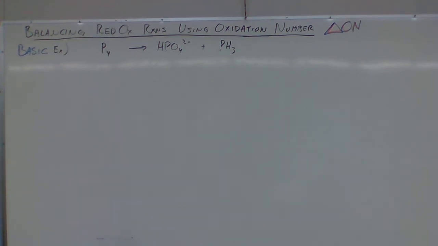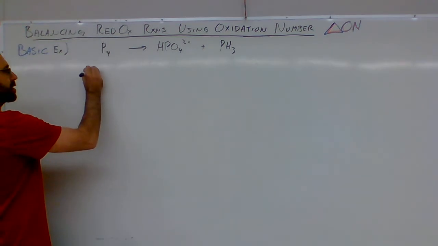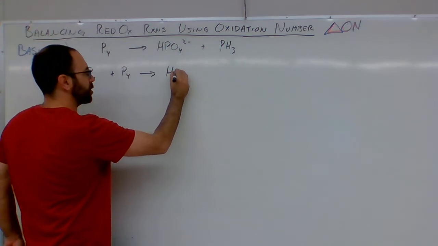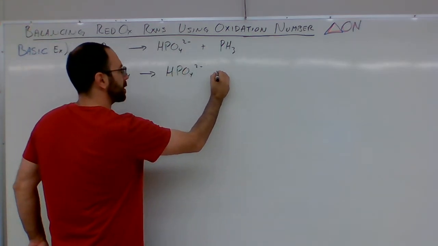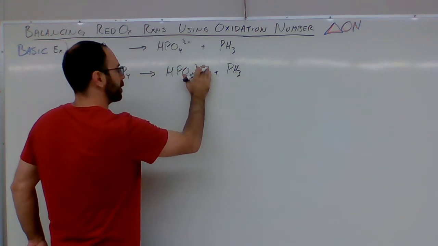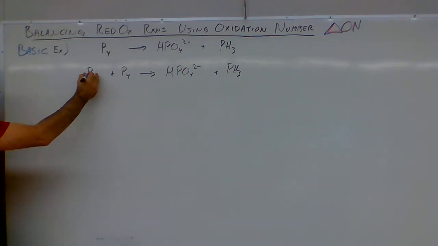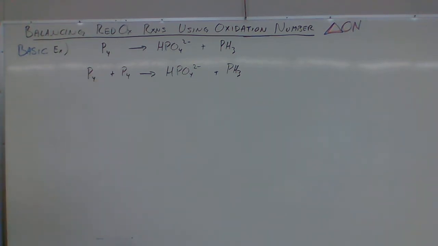All right, but as we're taking a look at this one, for this first step, when we have this disproportionation, we need to write this out so that we can see the oxidation and the reduction happening at the same time. So we're just going to adjust this and say we have a P4 plus a P4 is going to give us this HPO42 minus plus our PH3. This is just helping us to balance things out. And we'll see how things end at the end. We may be able to get rid of one of these at the end.